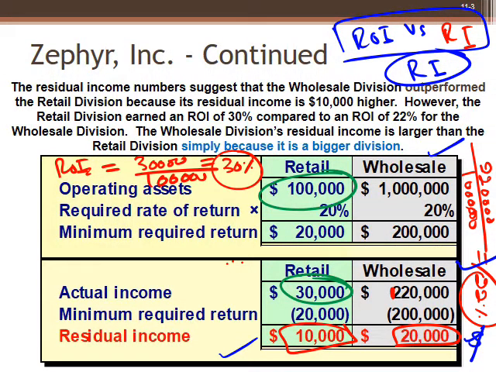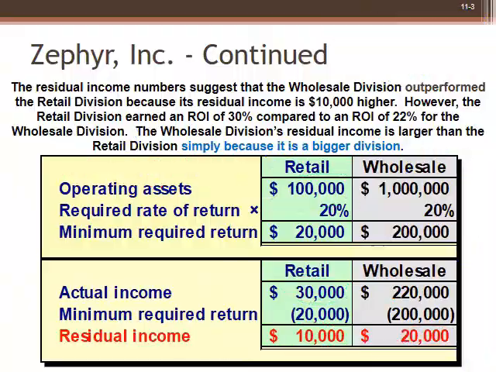The other point of view is that the wholesale division residual income is larger than the retail division simply because it's a bigger division. So when this happens, you may have to think about how many actual dollars are coming. Here $20,000 is coming, which is more than the retail one. You can say it's a bigger department, so that's why we are earning a bigger number. But in terms of efficiency, retail is earning 30% compared to wholesale, which is earning 22%.